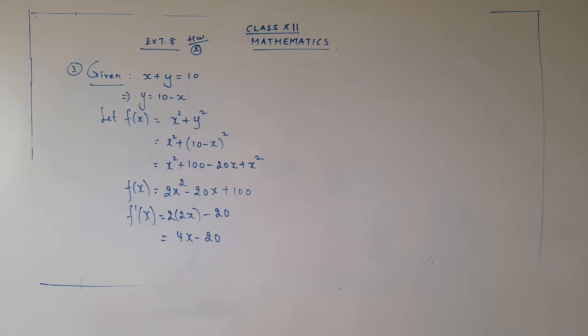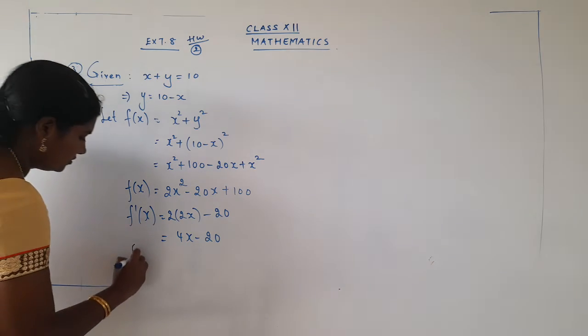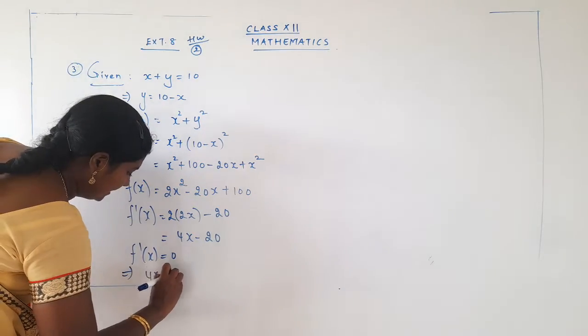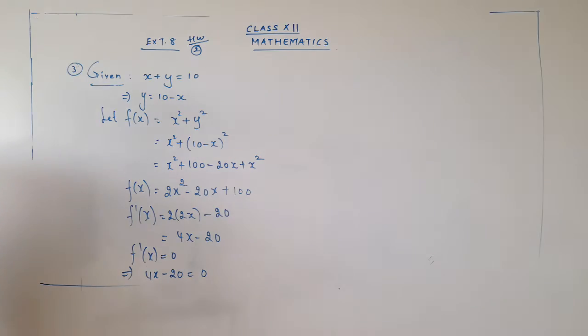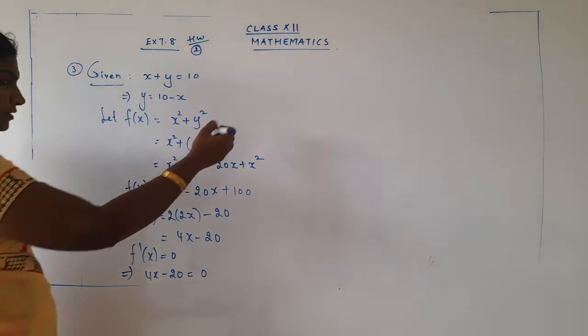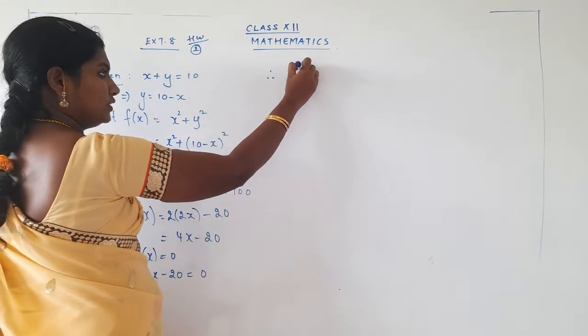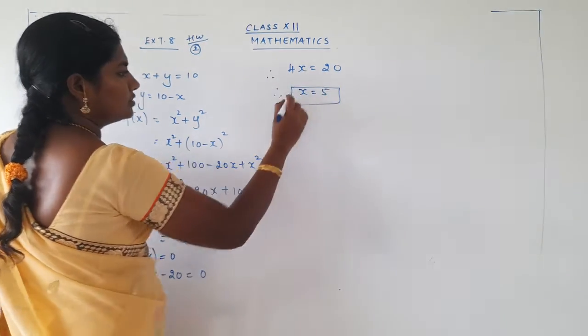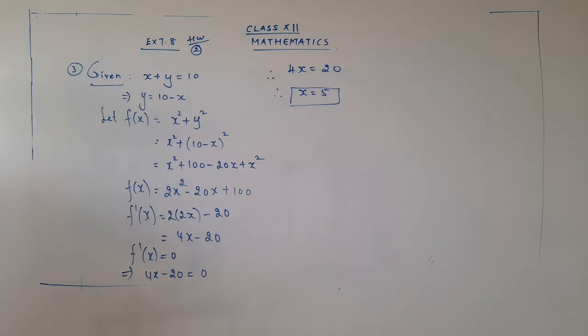So now you know the next step. Yes, we have to equate this with 0. Then f dash x is equal to 0, which implies 4x minus 20 is equal to 0. You can say therefore 4x is equal to 20. Therefore x is equal to 5. So we have found the critical value, x is equal to 5. So we have found the value for x, that's 5.